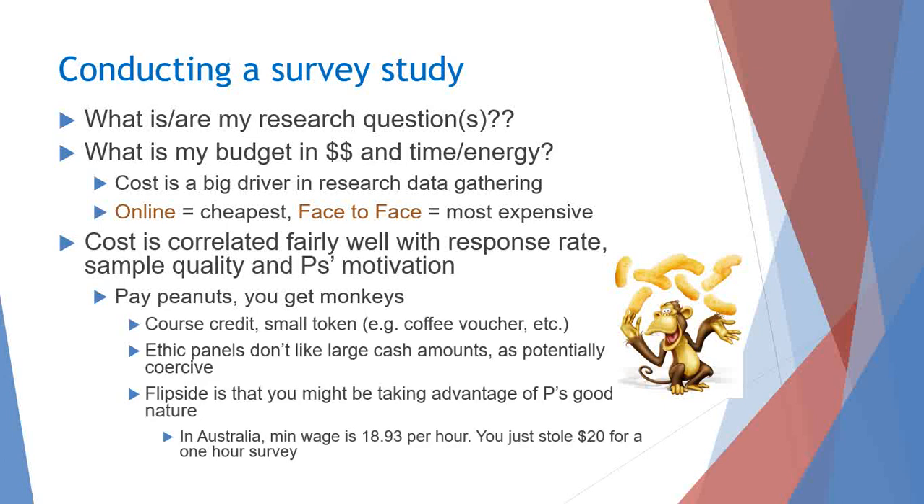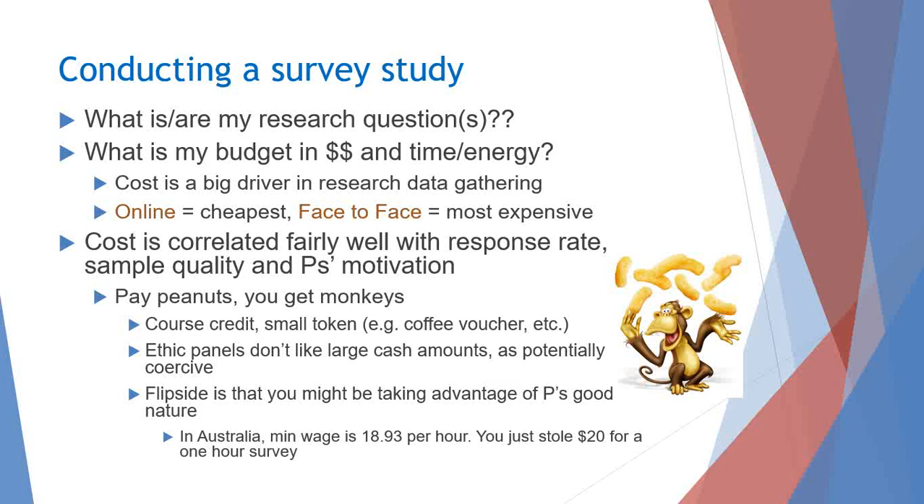So we use things like course credit. We might give them a small token, such as a coffee voucher, etc. But this very rarely reimburses them for the time and effort that they put in. Ethics panels don't like large cash amounts as it's potentially coercive. If you're offering $100, well, that to you and me might mean a lot, but to some people that might mean 3 or 4 meals. So they might participate in the survey just for the money, and they have diminished informed consent.